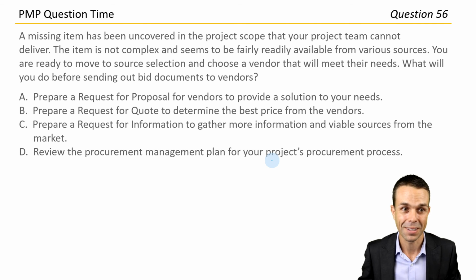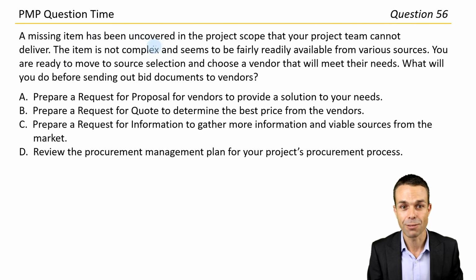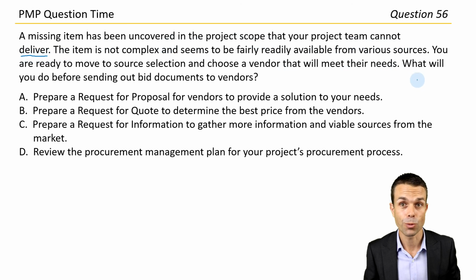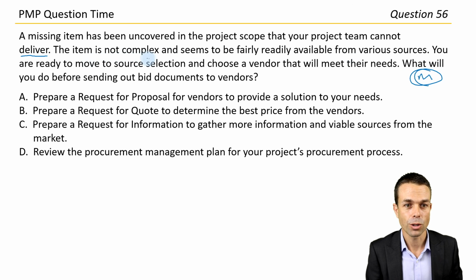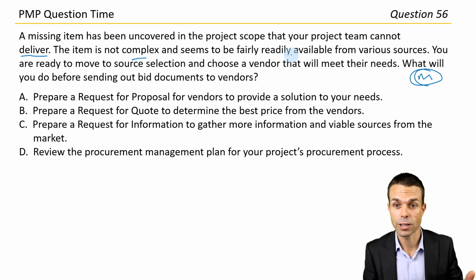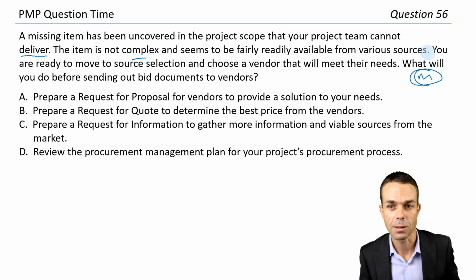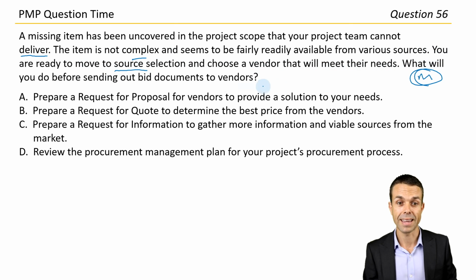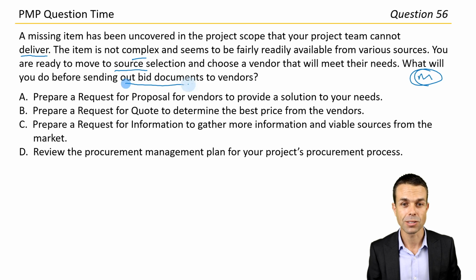You can do it. A missing item has been uncovered in the project scope that your project team cannot deliver. Ooh, okay. So a missing item in the scope, is this our management reserves again? Let's have a look. The item is not complex and seems to be fairly readily available from various sources. Oh, maybe it's a procurement item again. You are ready to move to source selection and choose a vendor that will meet their needs. What will you do before sending out those bid documents to vendors?